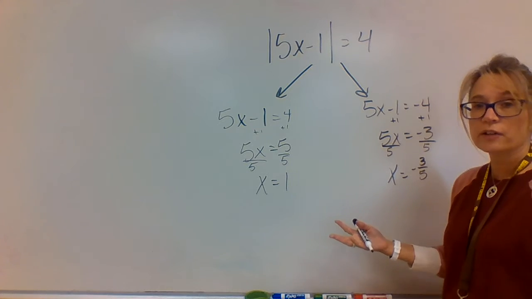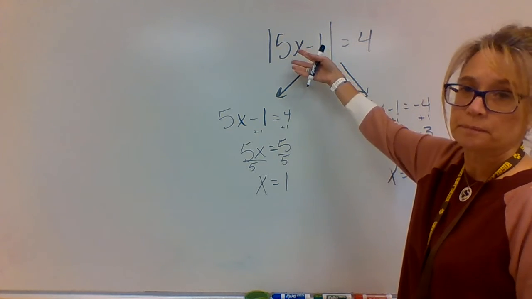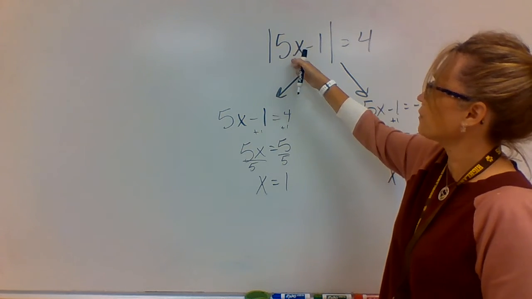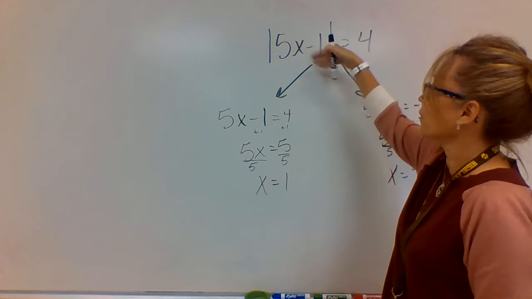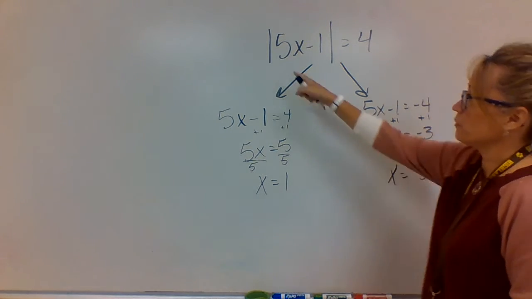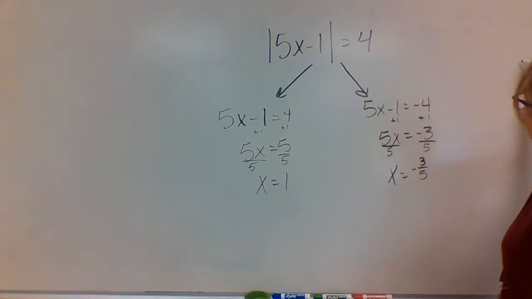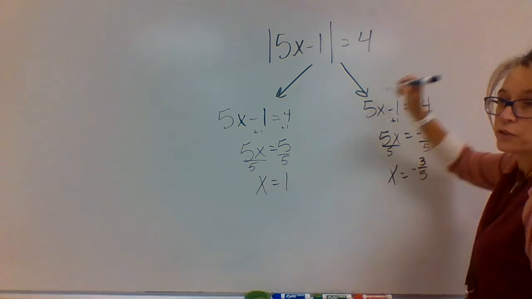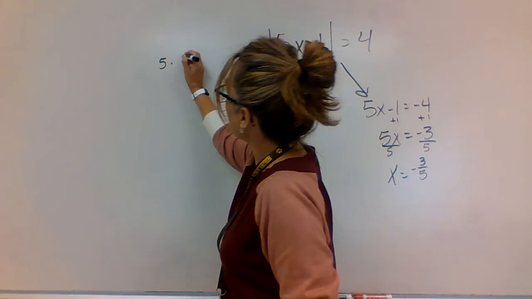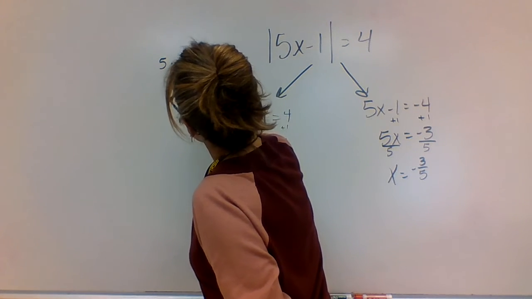Now, if you want to double check your work, you would plug them in. You'd plug in your 1, you'd get 5 times 1 is 5, 5 minus 1 is 4, absolute value of 4 is 4. Or you plug in the negative 3/5. And remember, if you need to, you can go over to the side and do your 5 times your negative 3/5.